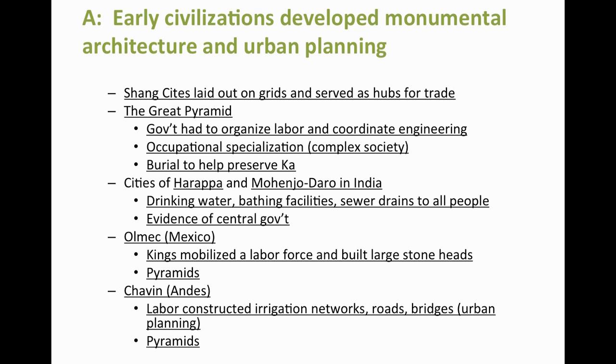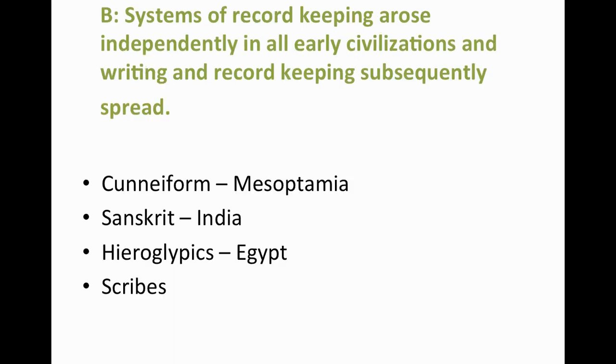The Olmec people and the Shavan people were building pyramids and temples as well. The Olmec also had these huge, large stone heads. So if you see that, we're talking about early Mexican or Aztec peoples. And again, that's the king organizing a labor force to build these things. So try to remember a few of these examples of urban planning and monumental architecture.